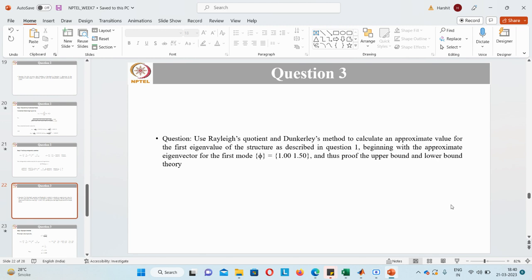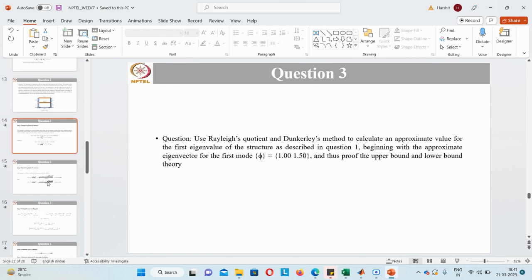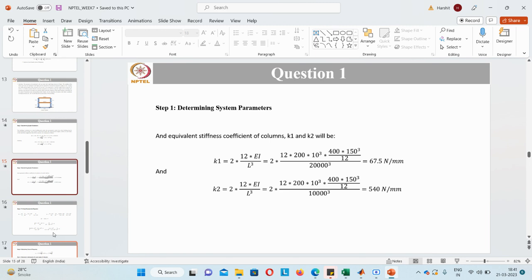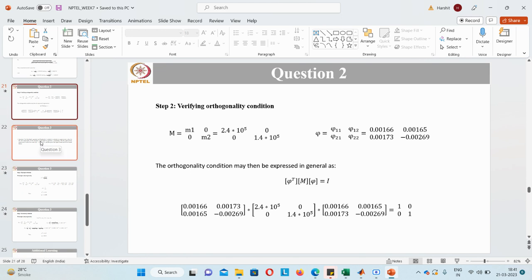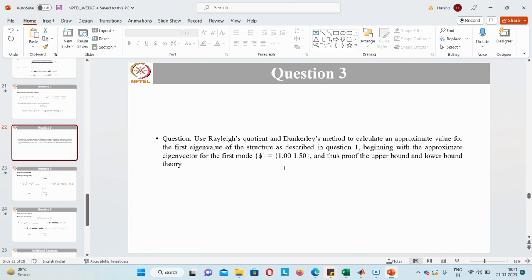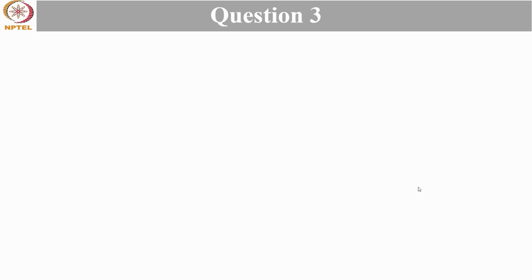Since in these approximate methods we need to make an initial assumption, it is given that we need to assume that the eigenvector for the first mode is 1, 1.5. In reality, the eigenvector for the first mode was 1, 1.04. So we will see how much we deviate from the actual, and if we deviate much, how much deviation occurs in the obtained natural frequency value. We need to use both Rayleigh's method and Dunkerley's method to obtain the natural frequency, and based on that prove the upper bound and lower bound theory. We know Rayleigh's method gives an upper bound value and Dunkerley's method gives the lower bound value. So let's proceed with the solution.